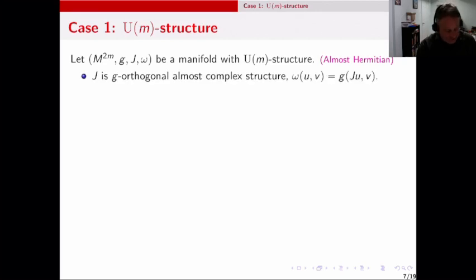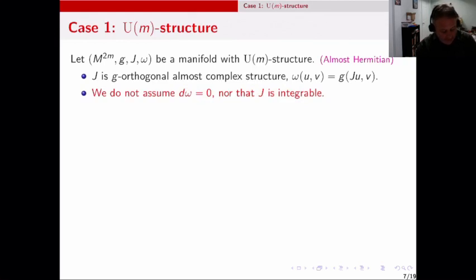So this is what I just said. J is a g-orthogonal almost complex structure, and we define omega by this formula. It turns out to be a 2-form, a 1-1 form, and we do not assume omega is closed, and we do not assume that J is integrable. Of course, if both of those hold, then that's called a Kähler manifold, right? But in general, we're not going to make either of these assumptions, so it's just a manifold with an almost Hermitian structure.